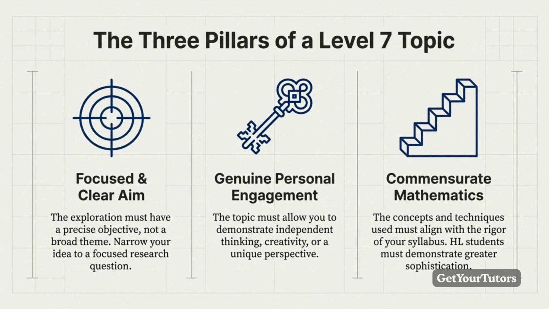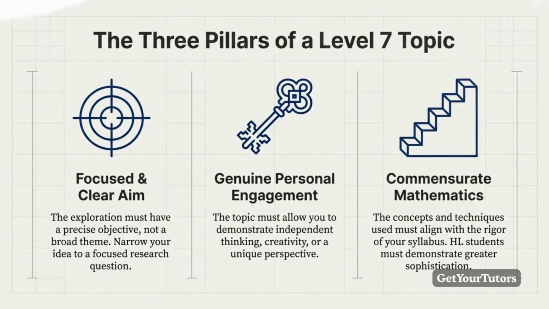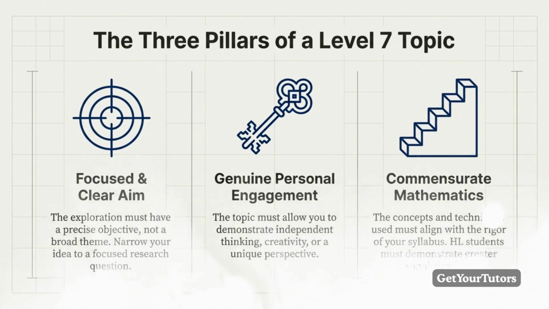Exactly. And that brings us to pillar 3, which is simply commensurate mathematics. Yeah. The level of the concepts has to align with the rigor of your syllabus. And this is the elevator, basically, that takes the topic from standard level to higher level. Right. HL students absolutely have to show greater sophistication. No question about it. And speaking of rigor, before you even start brainstorming, you really need to understand the philosophical split between the two course streams.